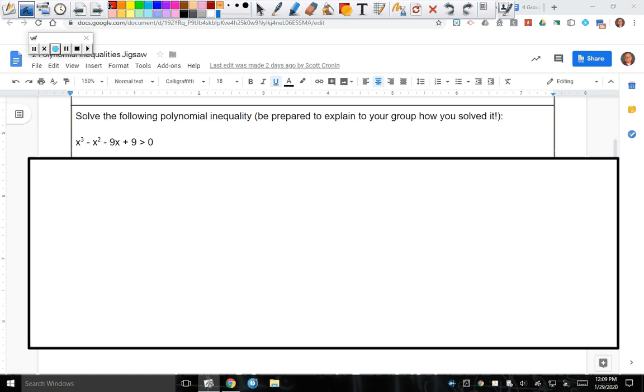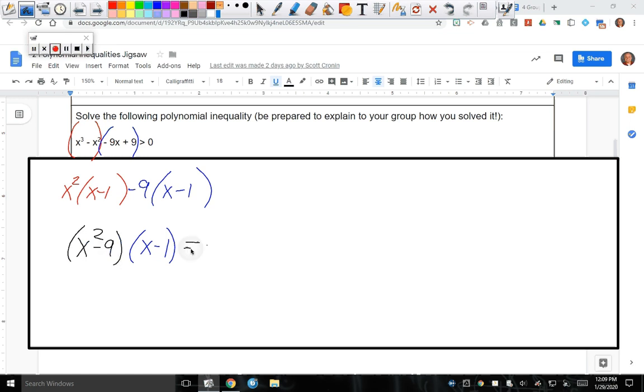What should we try? Factor by grouping. Yep. Go for that first. What's the GCF? X squared. What are the scraps? Okay. What's the GCF? And then? X minus 1, right? Savannah, can we do this one? Yes. Why? Because they're both x minus 1s. So x minus 1 is one of them, and x squared minus 9 is the other. Remember, we're pretending that this is equal to 0.